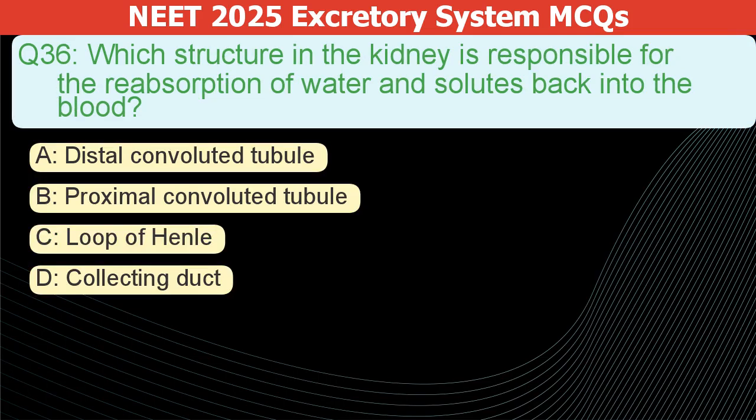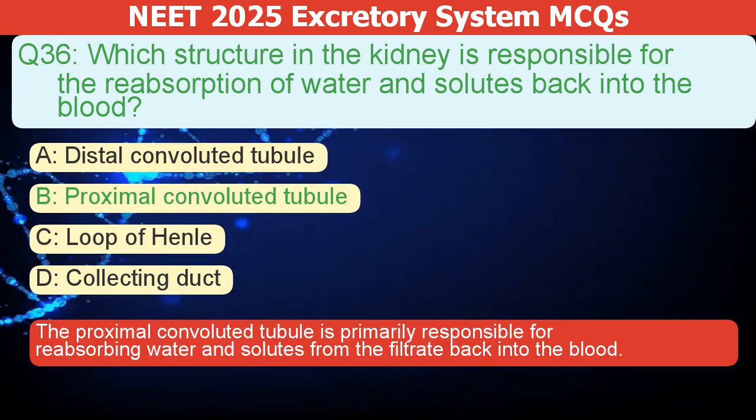Which structure in the kidney is responsible for the reabsorption of water and solutes back into the blood? A. Distal convoluted tubule. B. Proximal convoluted tubule. C. Loop of Henle. D. Collecting duct. The correct answer is B. The proximal convoluted tubule is primarily responsible for reabsorbing water and solutes from the filtrate back into the blood.